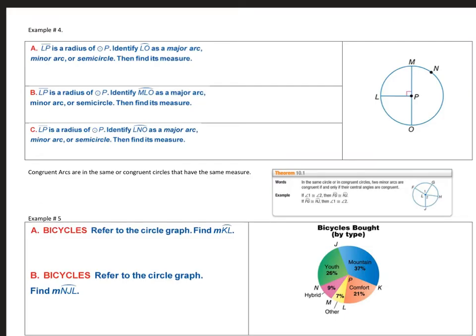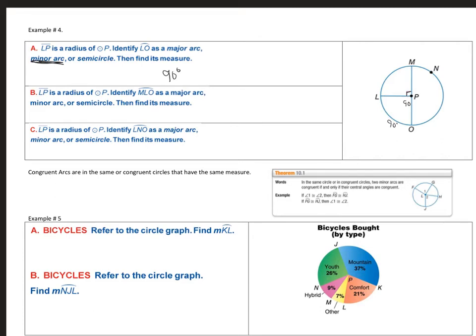Example number 4. I've got that LP is a radius of circle P. I need to identify arc LO as a major arc, minor arc, or semicircle. It is definitely a minor arc. And if I look right here, this guy is 90. So that means that arc LO is also 90 degrees.